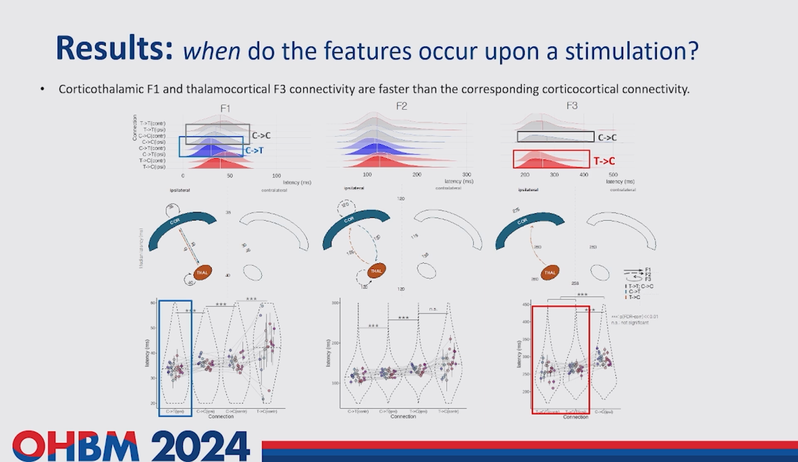Okay, so we got one question in the app. The question is, in F1, is there a possibility that there are artifacts or crosstalk from the stimulation?